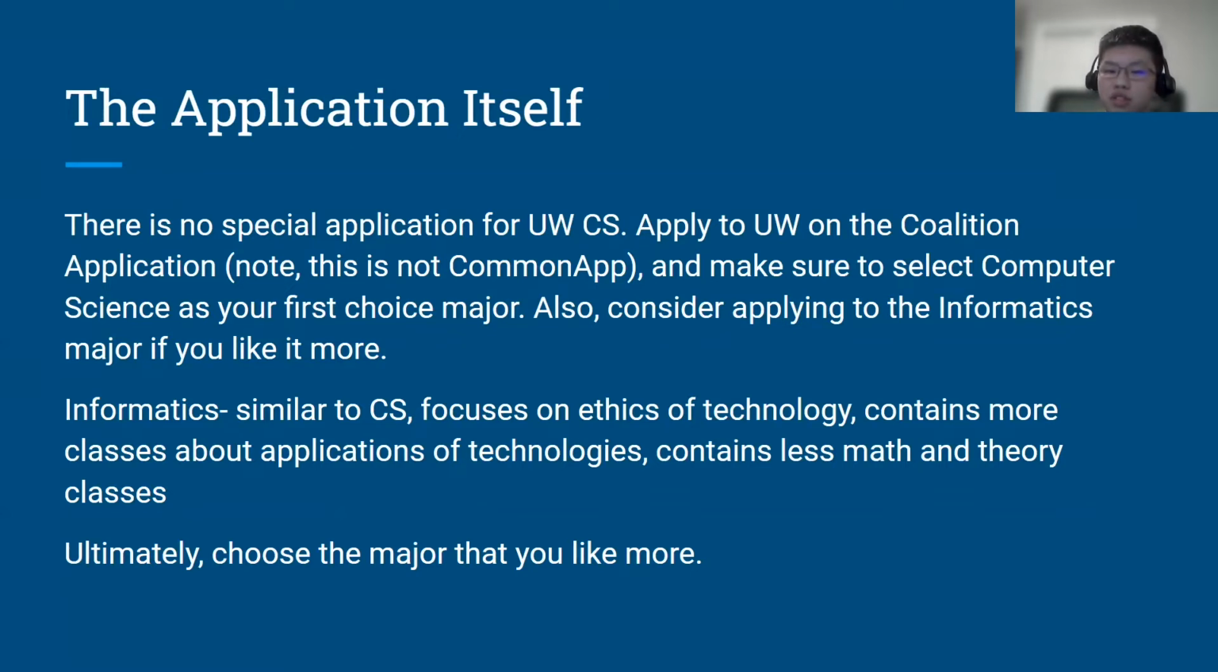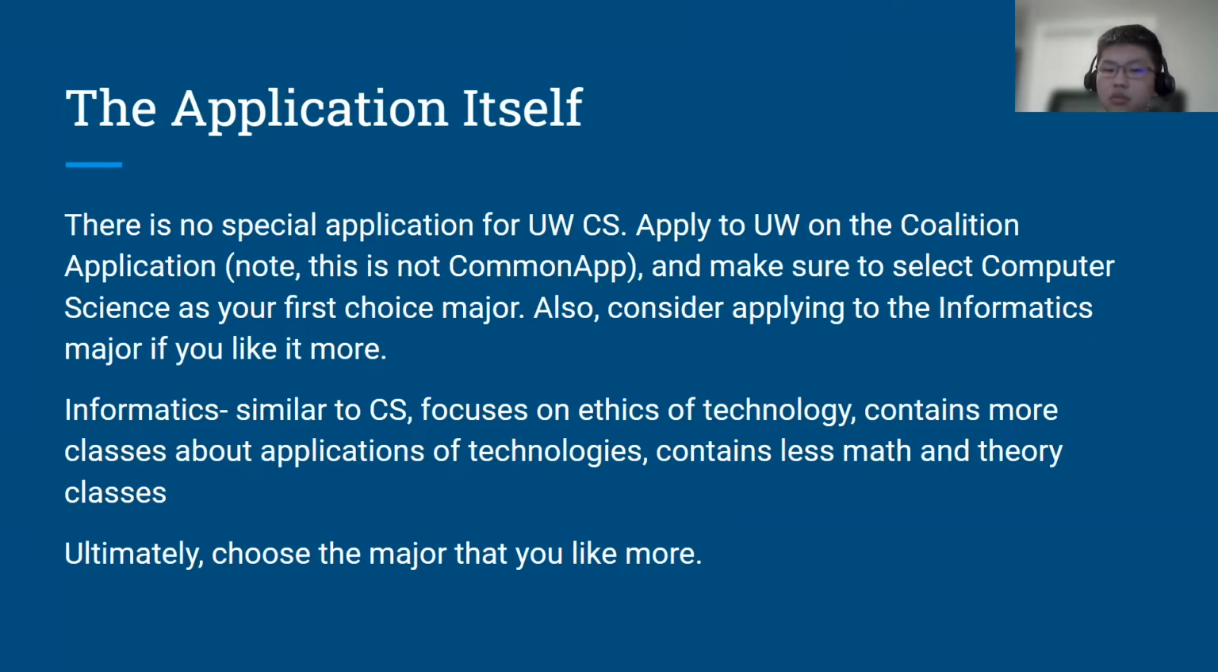So this means that assuming that you are applying to other schools that are not UW, you have to use 2 application systems. So just be aware of that ahead of time so that you make sure you have enough time to fill out all of the forms on both application systems. And if you want to be considered for UW CS or UW CE, make sure to select computer science or CE as your first choice major.